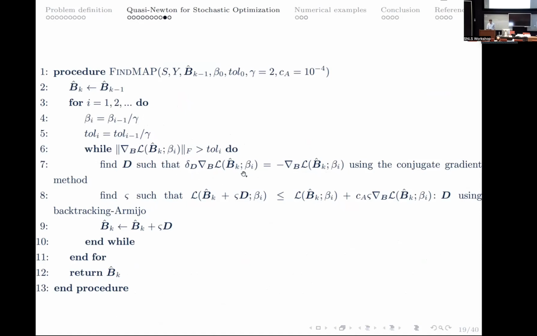Now this can be computed directly. We have a closed form for this directional derivative. And solving this, we have the direction, and then we have to use backtracking Armijo to find a good step here to update the Hessian. We do this until this condition is satisfied. We reach some tolerance and repeat until beta is small enough and tau is small enough.